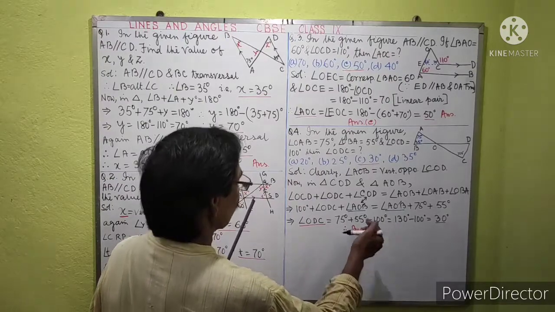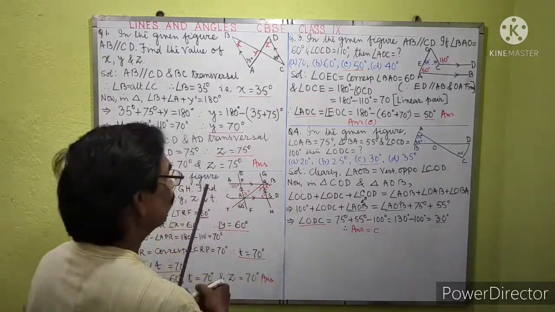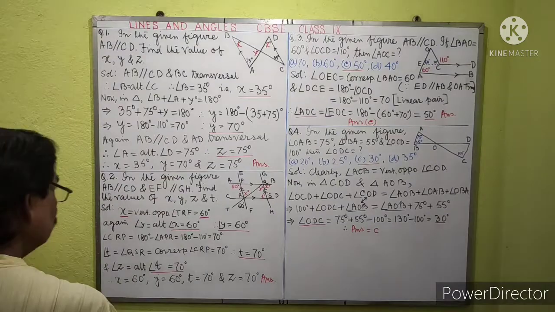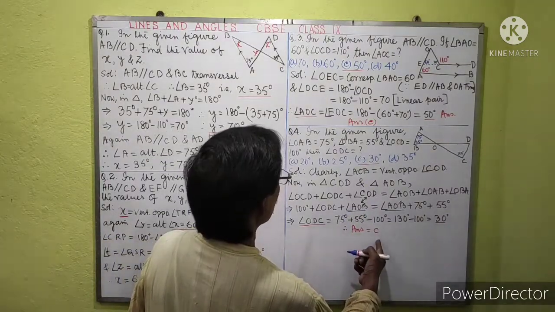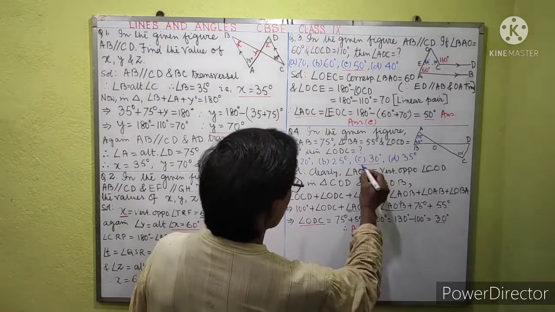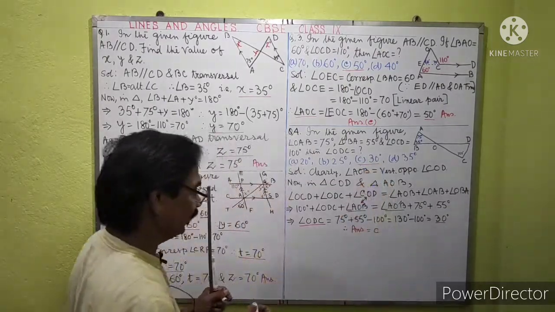The answer is C. Angle ODC equal to 30 degree. C is the answer, 30 degree.